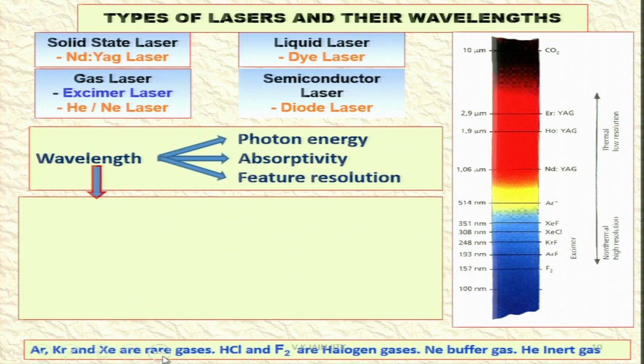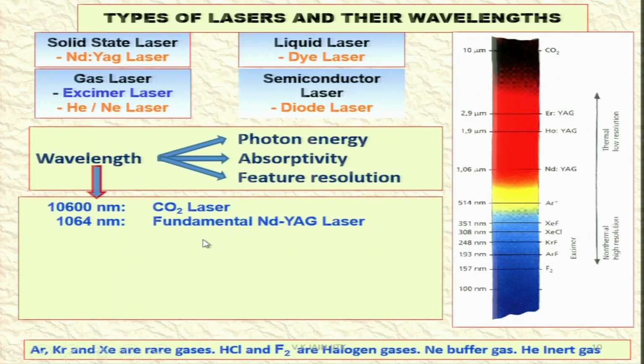You can see here Ar, Kr, Xe are rare gases. They are used here. HCl and F2 are halogen gases, and neon buffer gas and helium inert gas. They are all shown over here, and you can see the structure. Now these are the wavelengths shown over here for different kinds of the medium used for producing the lasers.